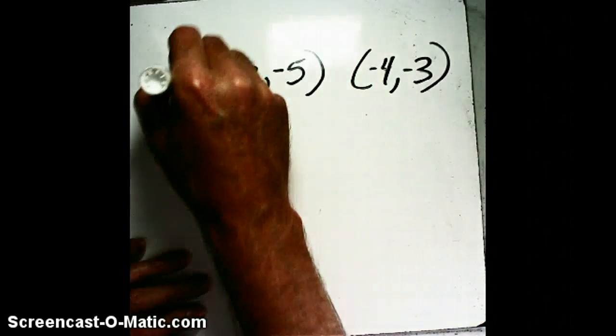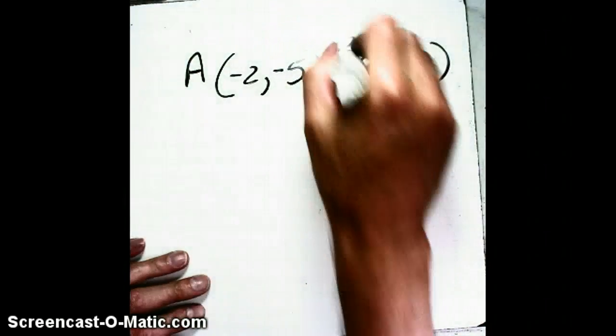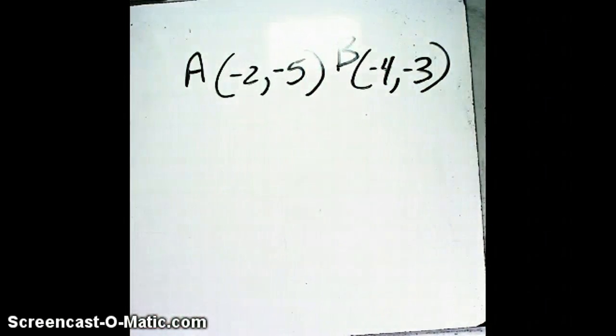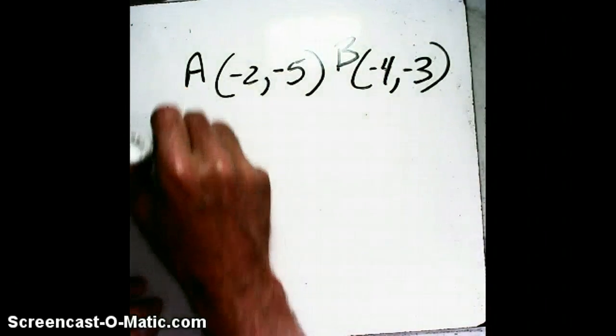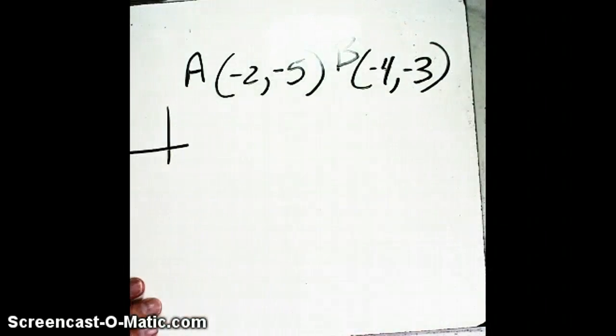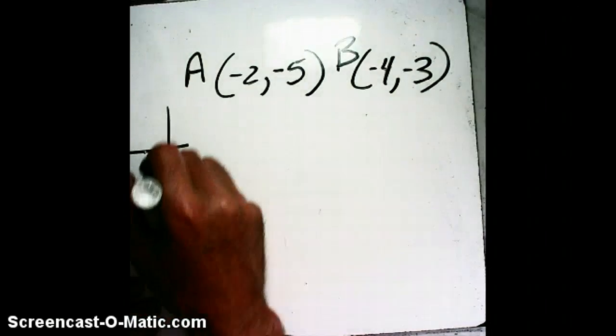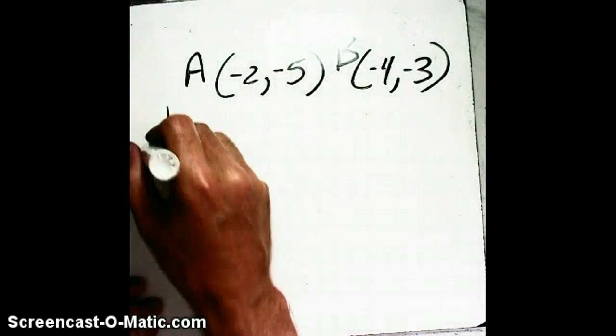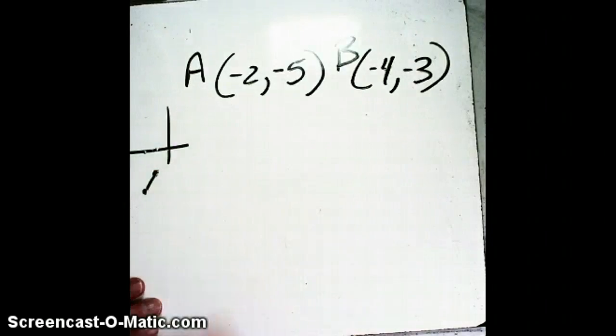Let's call this point A and point B, or the coordinates, right? And I want to know what is the distance between those 2 points. You could imagine it. You could say, okay, -2, -5 is down here somewhere, -4, -3 down. You know, it's a little line segment like that.